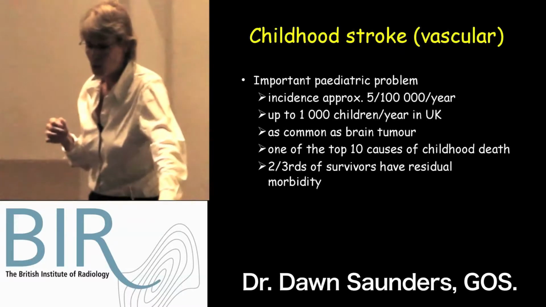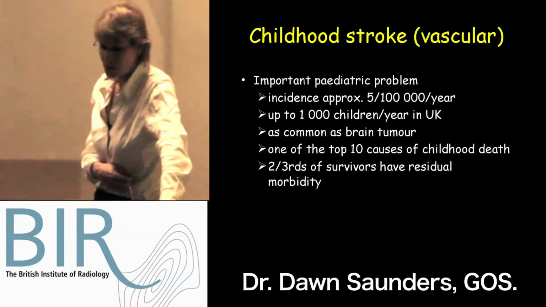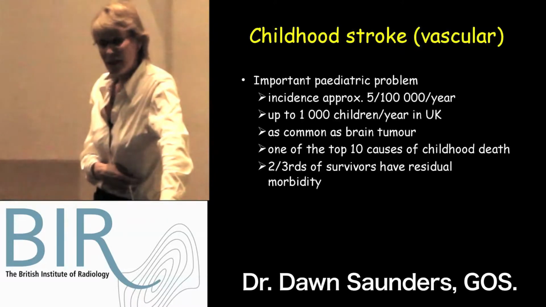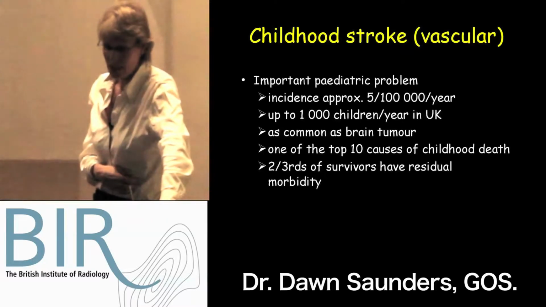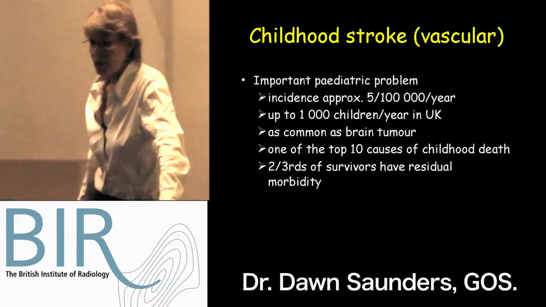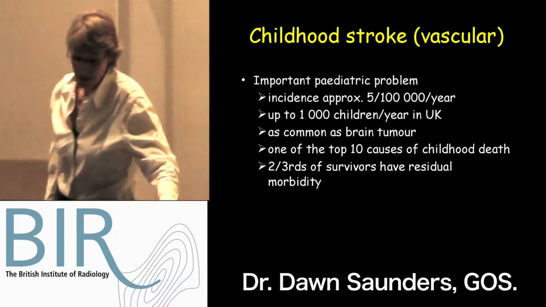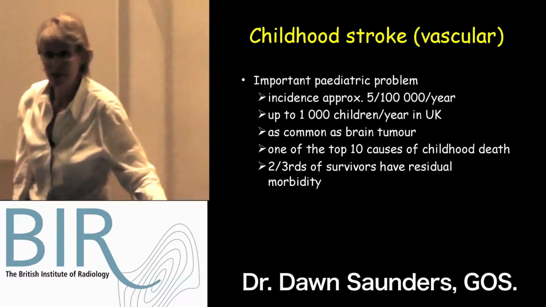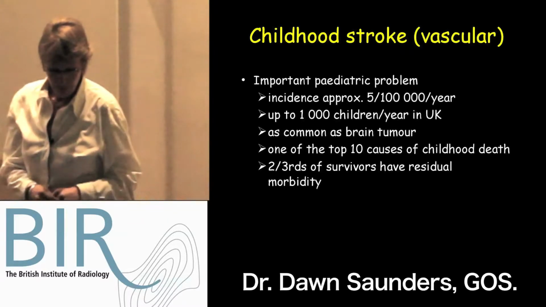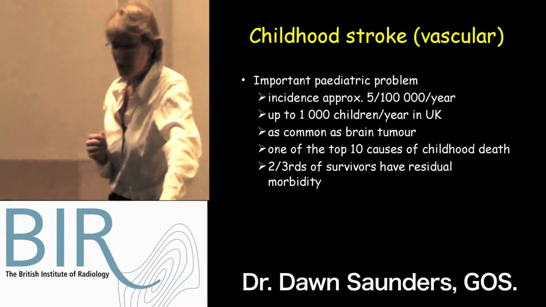Childhood stroke is an important pediatric problem, and it affects about 5 in every 100,000 children a year. That means it affects up to 1,000 children a year in the UK. It is as common as pediatric brain tumour, which I think comes as a surprise to a lot of people. And it's one of the top 10 causes of childhood death. And against popular belief, two-thirds of survivors have residual morbidity.